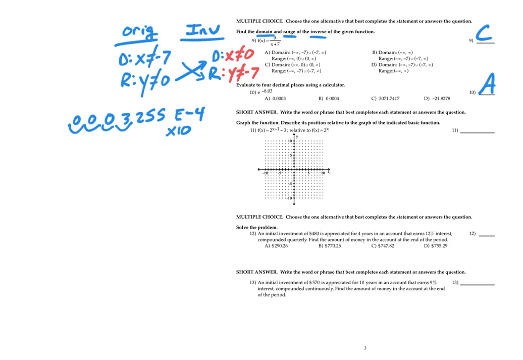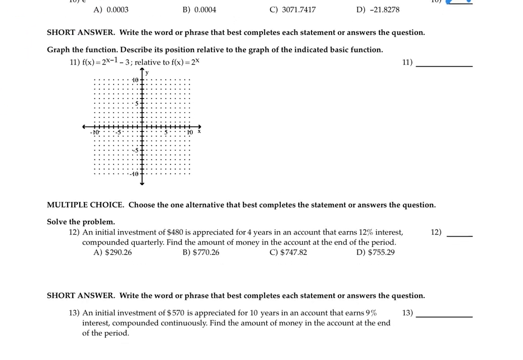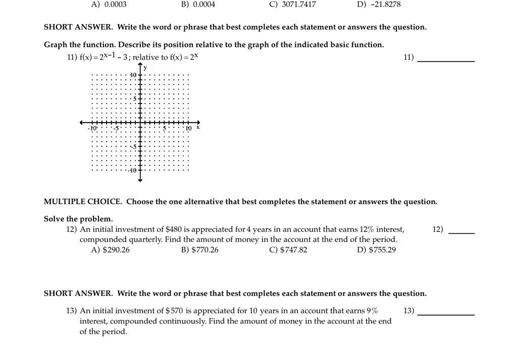Okay. Everybody good there? Okay, on number 11, it doesn't ask me to graph both, but I'm going to go ahead and graph both. I kind of like graphing both just to see how they go together and how they are transformed or changed. So I'm going to graph the original function first. F of x equals 2 to the x.